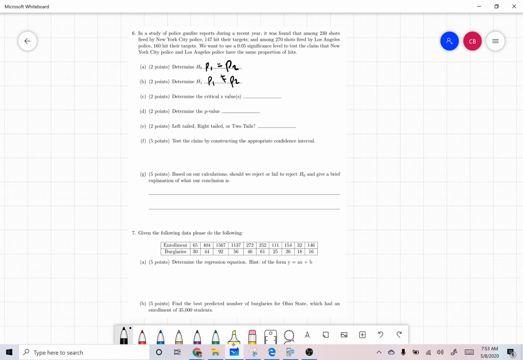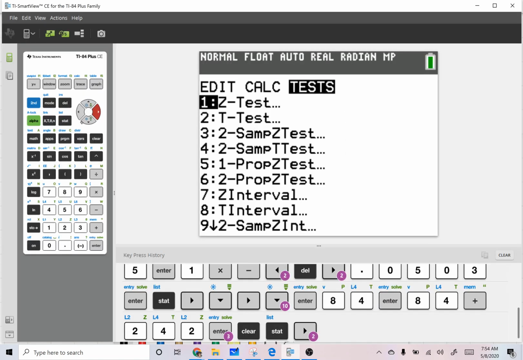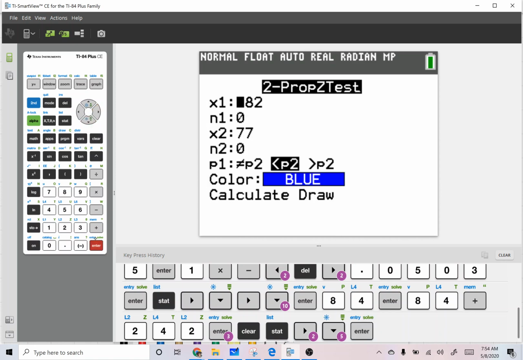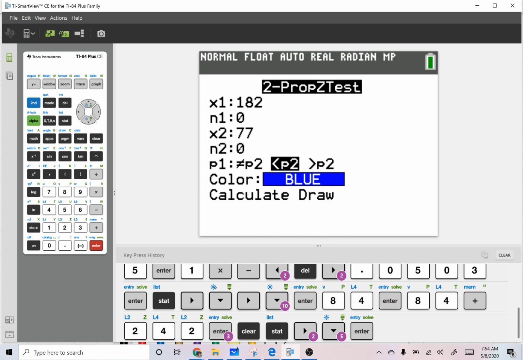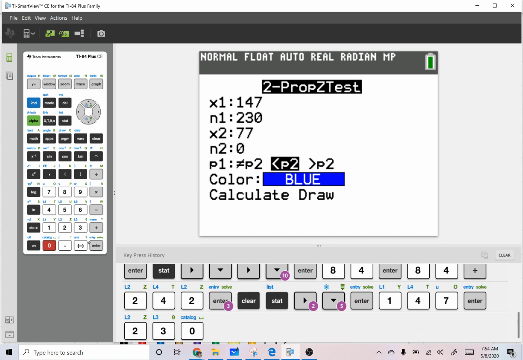So critical value, we don't use that, so that will not be on the test. P-value will be. So we're going to use our calculator. So we go stat, tests, 2 prop z test. 2 props because there's 2 different ones. We've got our x1, which is the number of hits, 147 out of 230. Remember, n is always the total number for a proportion.